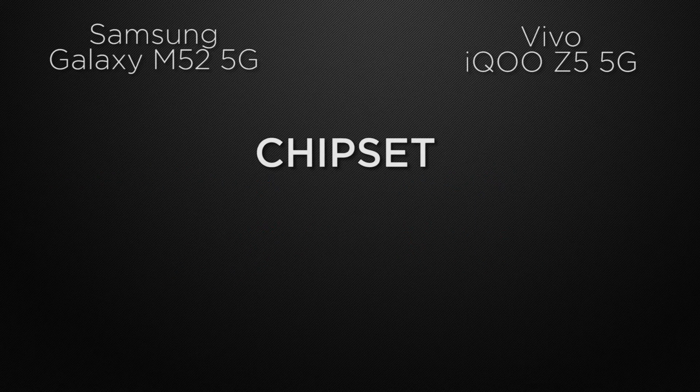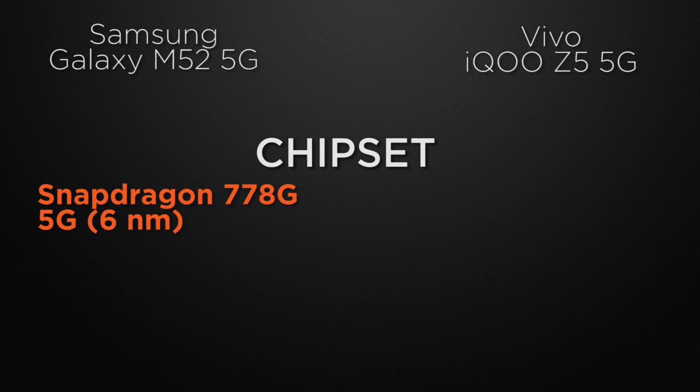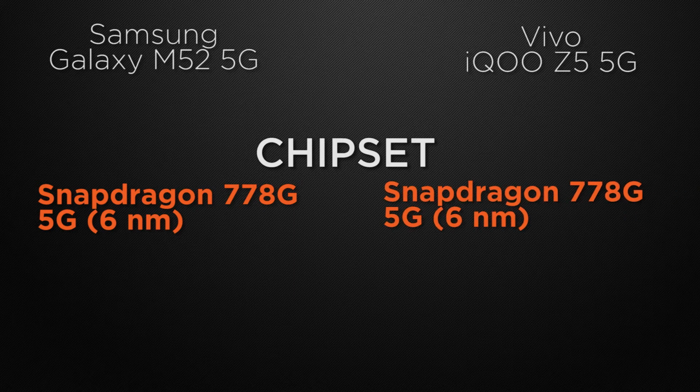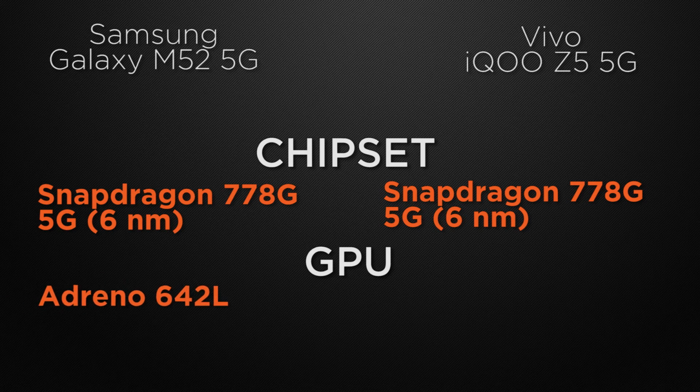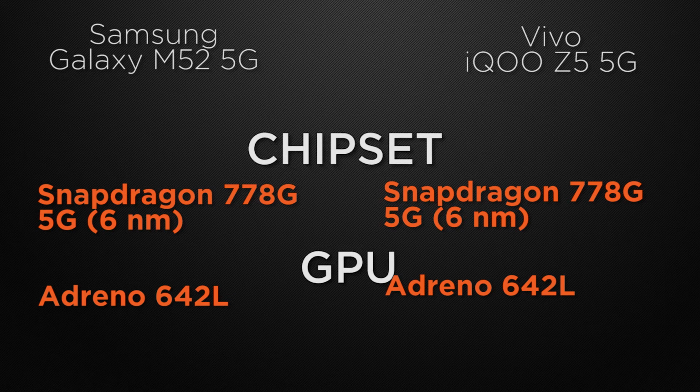Let's talk about the processor of the devices. The M52 is powered by the Snapdragon 778G based on a 6nm processor, whereas the Z5 is powered by the Snapdragon 778G based on a 6nm processor. So it's a tie because both devices have the same processing speed. And about the GPU, the M52 is packed with Adreno 642L, whereas the Z5 is also packed with Adreno 642L. So it's a tie because both devices can give you the same FPS in games.